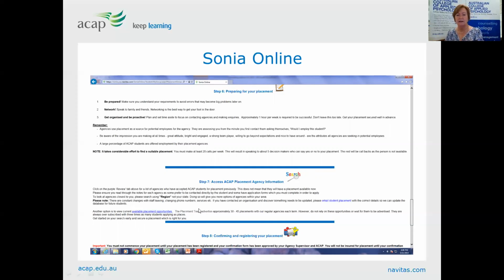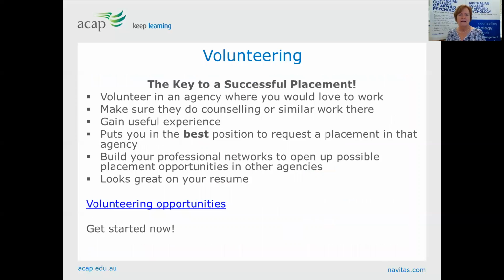So you'll be linking on there and reading about the hot placement opportunities. The main thing for you to know at the moment is about volunteering. Volunteering is definitely the key to a successful placement. There's no doubt about that. Volunteer in an agency where you would really love to work, because chances are you may be able to get a job in your volunteering agency.